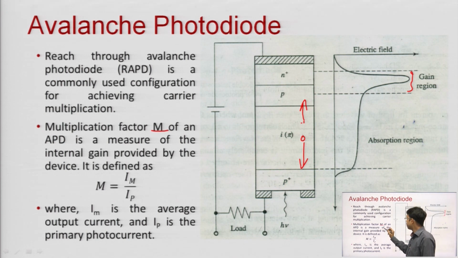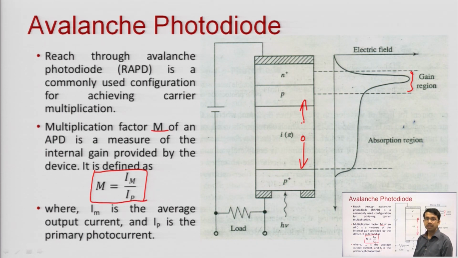The multiplication factor is M. It is a measure of the internal gain provided by the device. It is defined as the current after multiplication divided by the current before multiplication, IM divided by IP, where IM is the average output current after multiplication and IP is the primary photocurrent. This is called the multiplication factor of the Avalanche Photodiode.